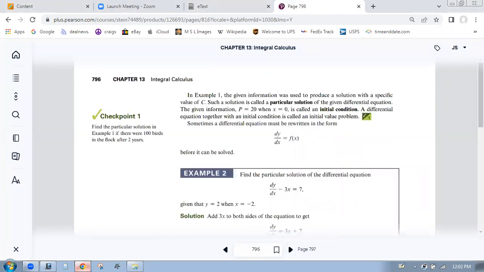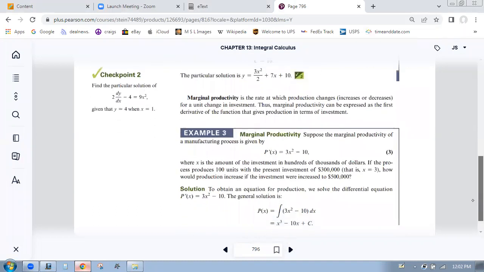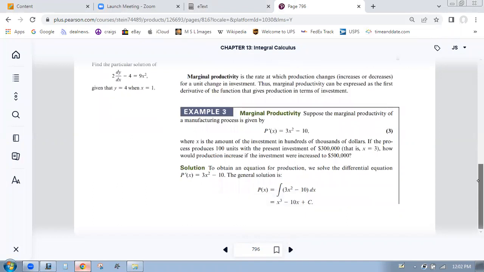Where did we leave off last time? Did we do example 2? We did example 2. Let's start here. Marginal productivity.